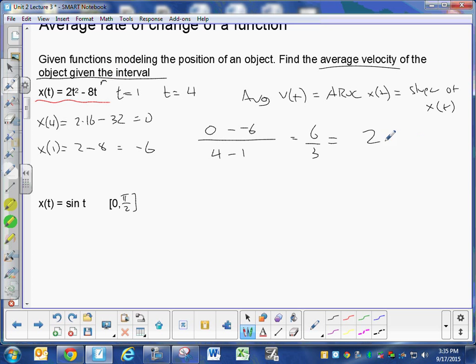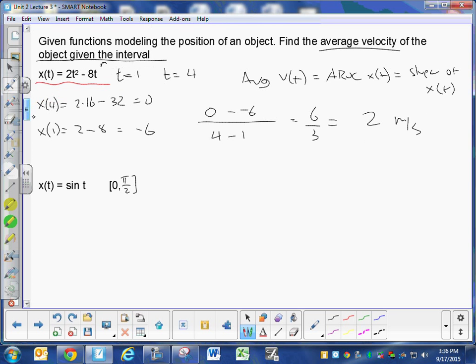If the position was in meters and time was in seconds, it'd be on average going 2 meters per second to the right. Did I do my calculations correct? All right, cool. We can do that with another one. Okay.